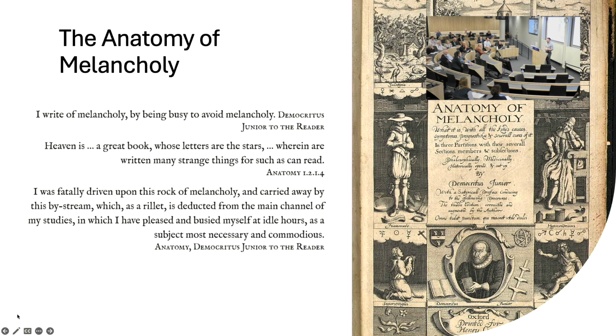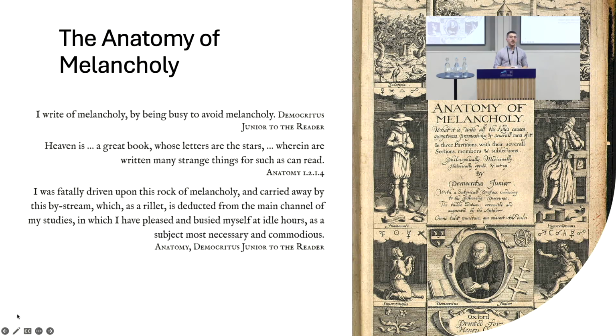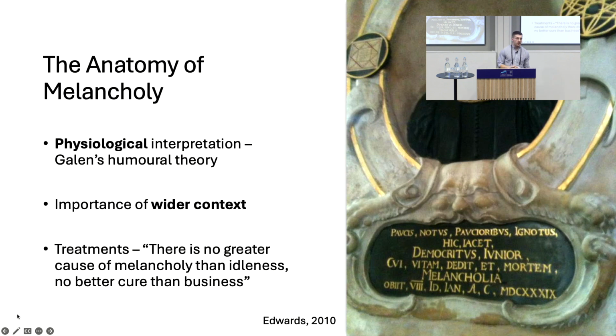Whilst melancholy may or may not have killed Burton, it clearly occupied much of his life. And the anatomy of melancholy was partly an exercise in him keeping himself busy. William Osler, the famous Canadian physician, said that Burton's book was the greatest medical treatise ever written by a layman. So what exactly did his book anatomize?